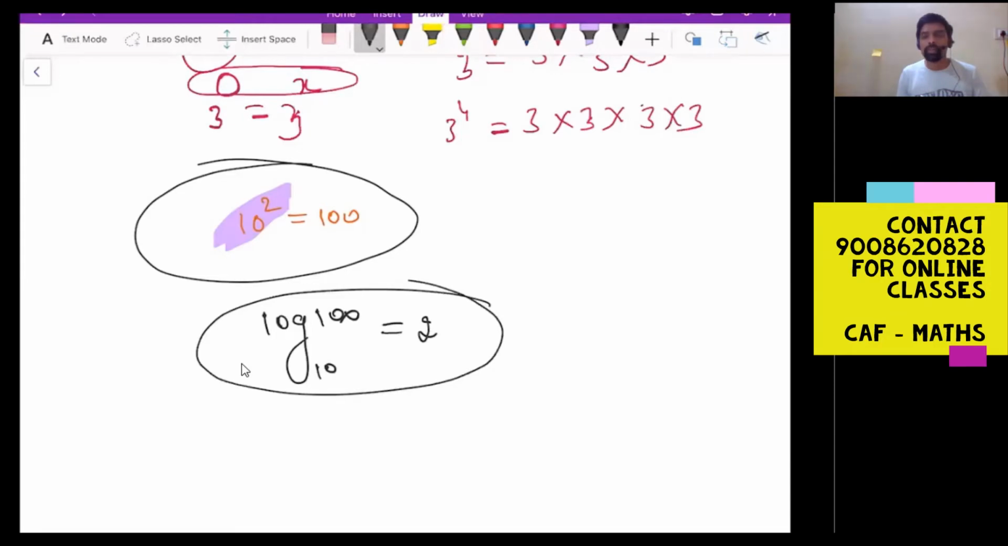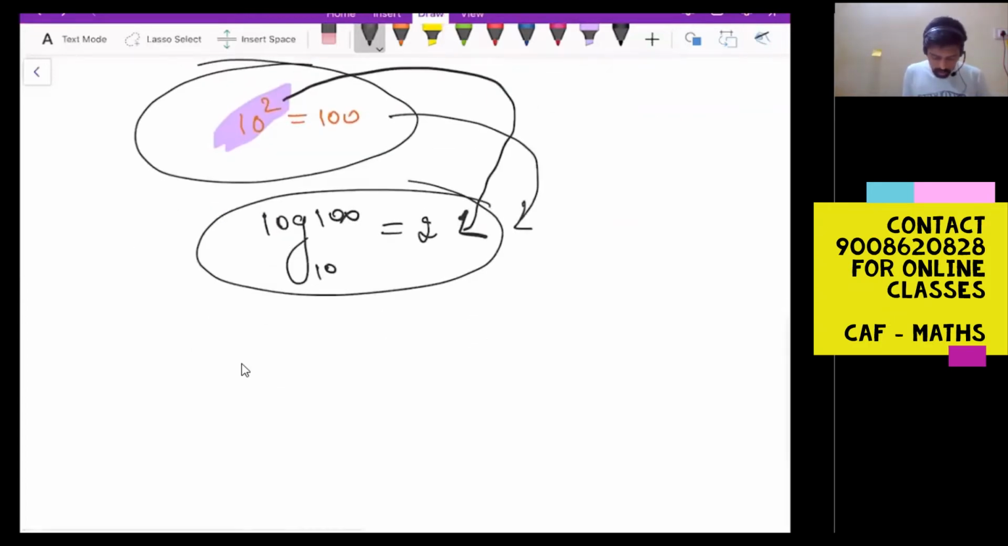10 power 2 is equal to 100. That is in exponential form. If you want to convert this into logarithmic form, you will get log of 100 to the base 10 is equal to 2. So always the exponent will be the answer. Got it? Here in 10 power 2, the exponent is 2, correct? So 2 will be the answer. Are you getting this?